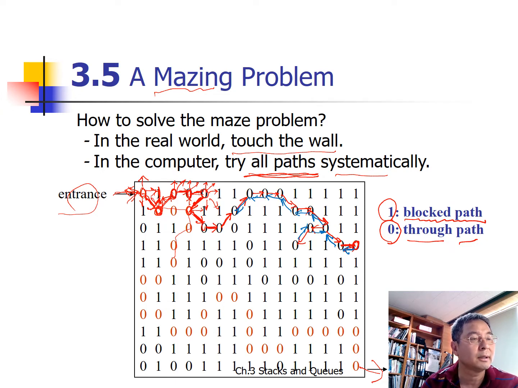Okay, at this point we found another possible path. Okay, at this point we will continue this one, this one, this one, this one. Oh no, at this point it is also a blocked end, so we must try backtracking. So here backtrack, backtrack, backtrack, backtrack, backtrack.